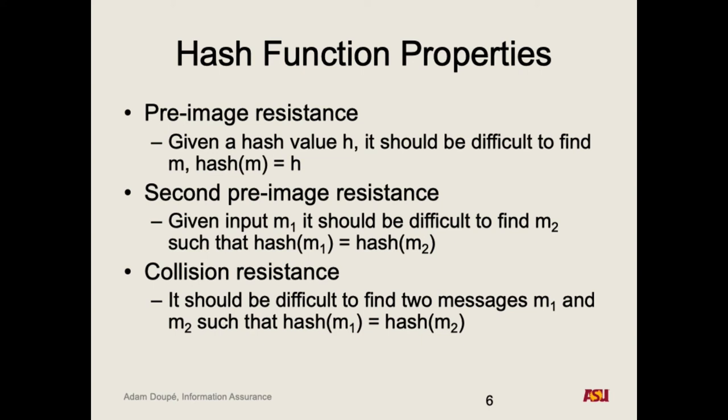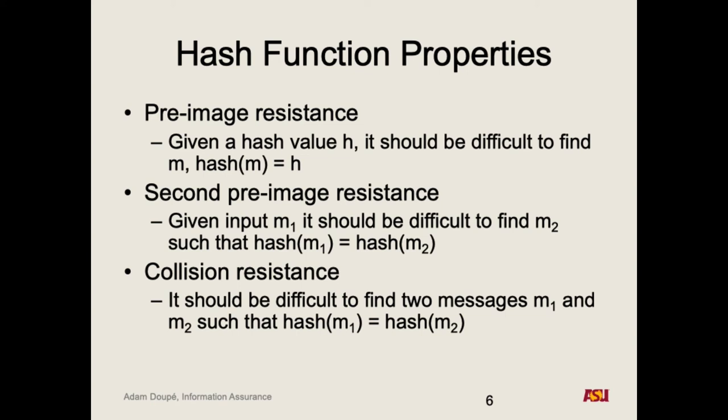What's the difference between these? In the first one, you're given a message. No, look at it again. What are you given in the first one? Given an input M1. Or, sorry, I'm in between second preimage and collision. Yes, perfect. So in the very first one, all you're given is the hash. It's basically testing the one-way ability of the hash function. Can you go from a hash back to the message?